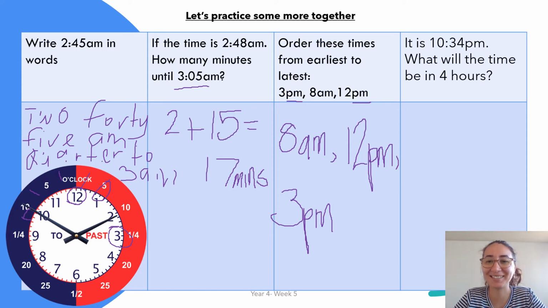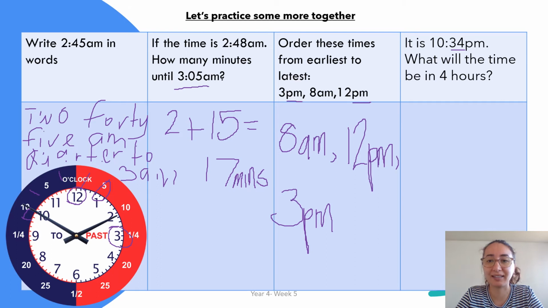Okay, next question. It is 10:34 PM. What will the time be in 4 hours? These questions, you're going to use your knowledge of hours. So we know that if 1 hour passes, it will not change the minute intervals. So from 10:34, if we froze time there and an hour passed, it would only become 11:34. It will not be 11 o'clock because that would just take a few minutes. So 60 minutes after 10:34 would be 11:34.